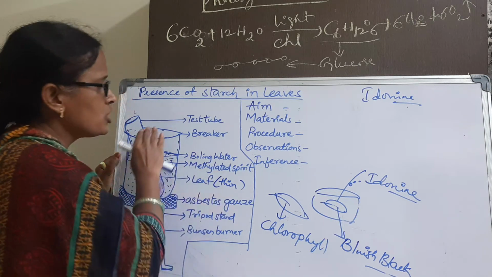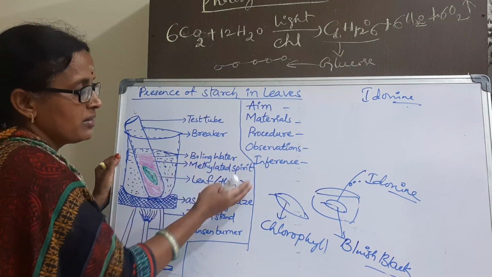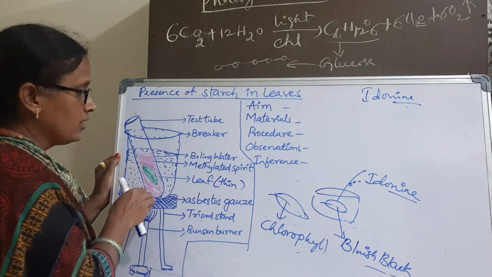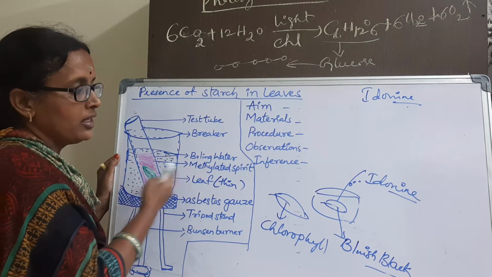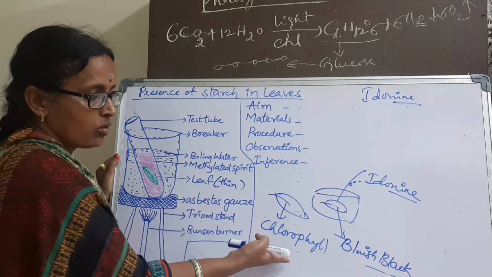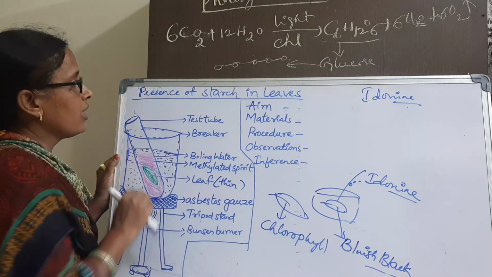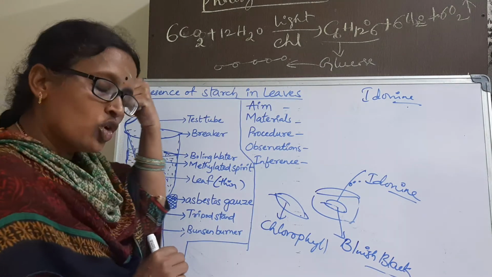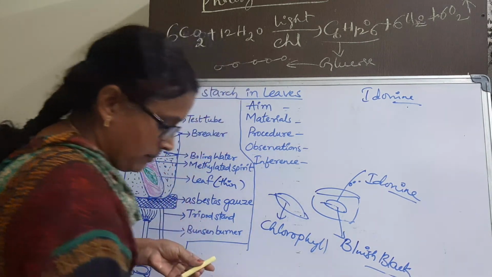They may ask questions anyway, so they may miss some points. They may ask it as a 1 mark question: why are we using the methylated spirit? Methylated spirit is used to dissolve the chlorophyll. Okay, so this is the experiment or activity, presence of starch in the leaves. Okay, children.